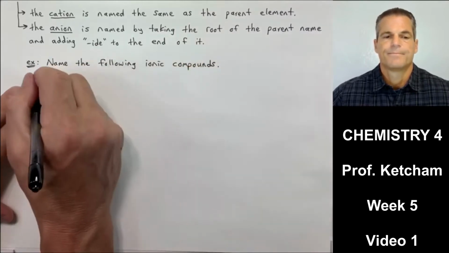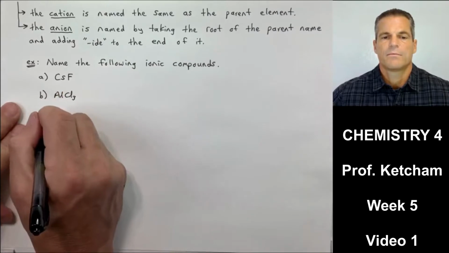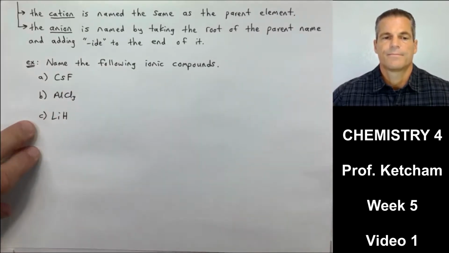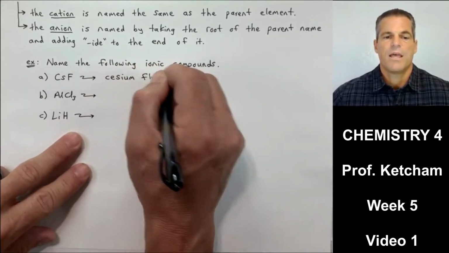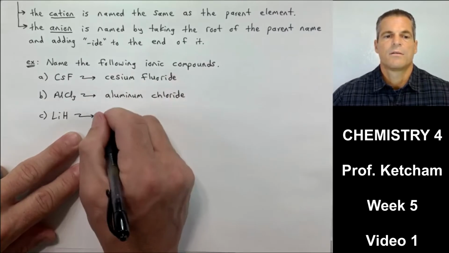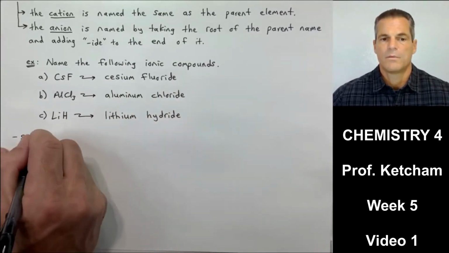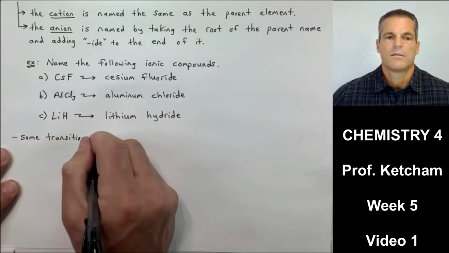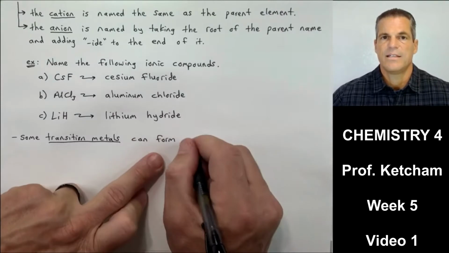As an example, name the following ionic compounds. A, CsF. B, AlCl3. C, LiH. Cesium fluoride. Aluminum chloride. Lithium hydride. You see the -ide endings.